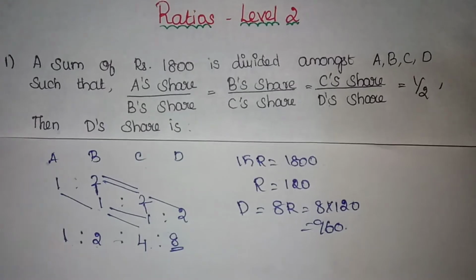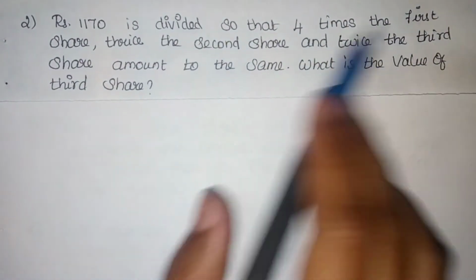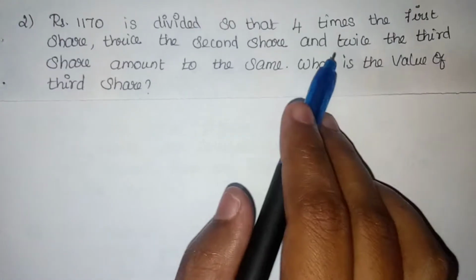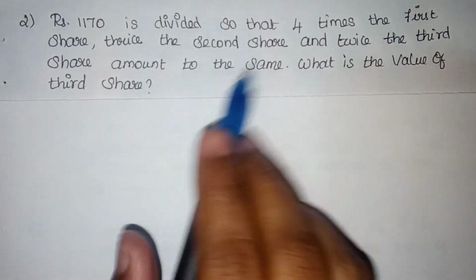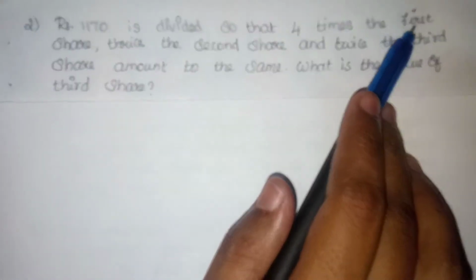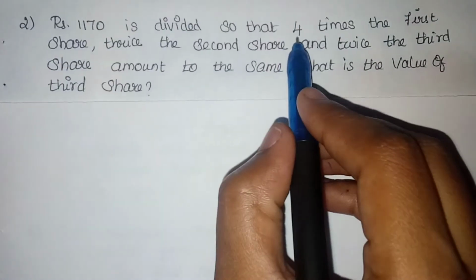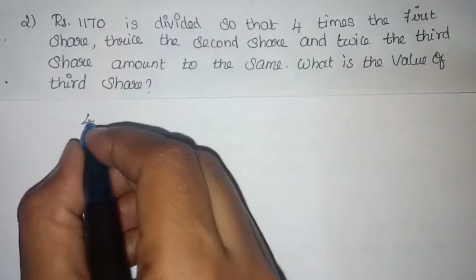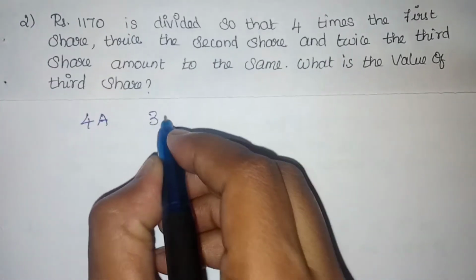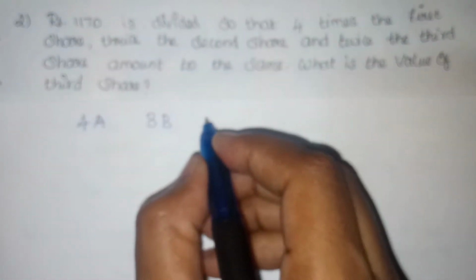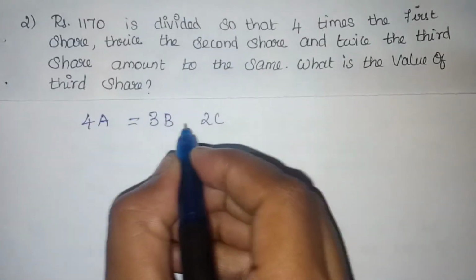Let us see the second problem. Rupees 1170 is divided so that 4 times the first share, thrice the second share and twice the third share amount to the same. What is the value of the third share? So here let us assume the first share as A, second share as B and third share as C. So given data here is 4 times first share, so 4 times A. Thrice the second share, so 3 times B. Twice the third share, so 2 C. Amounts to be same. So this value is same.